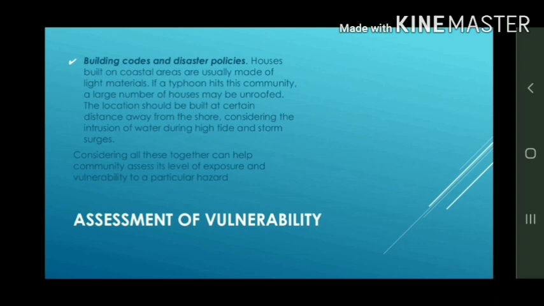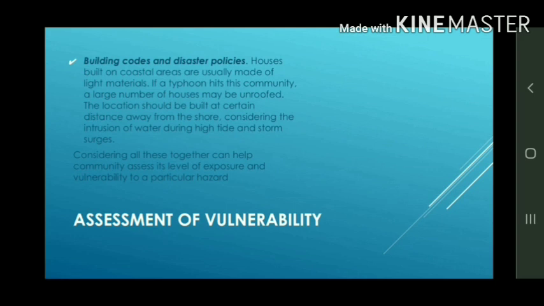Okay, we have building codes and disaster policies. So in terms of building codes and disaster policies, houses built on coastal areas are usually made of light materials. If a typhoon hits the community, a large number of houses may be unroofed. The location should be built at certain distance away from the shore, considering intrusion of water during high tide and storm surge. Considering all this together can help community assess its level of exposure and vulnerability to a particular hazard.